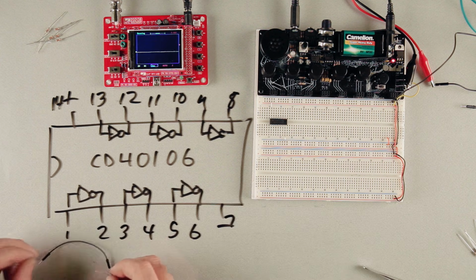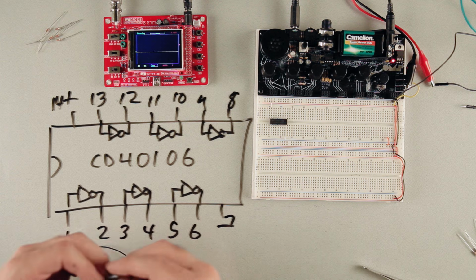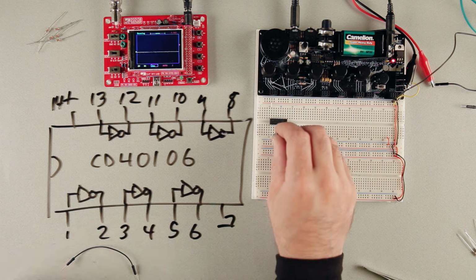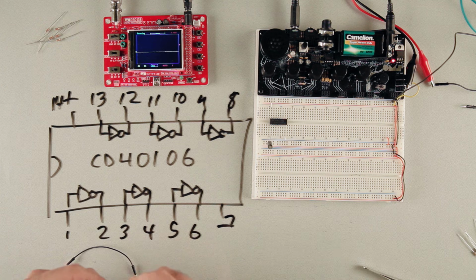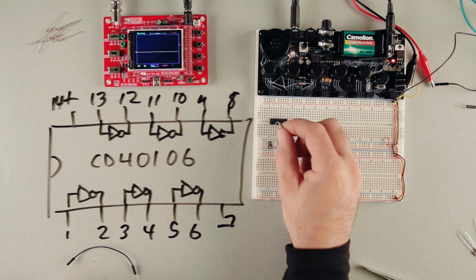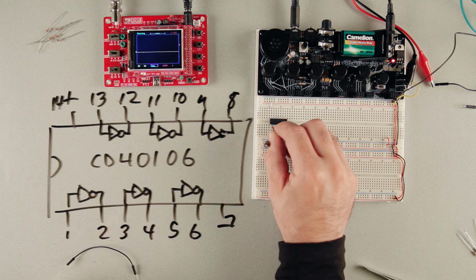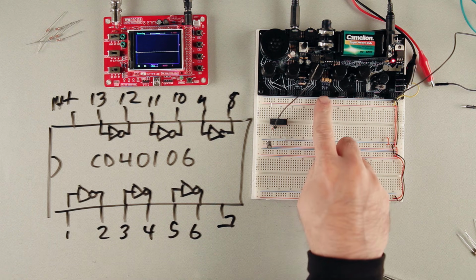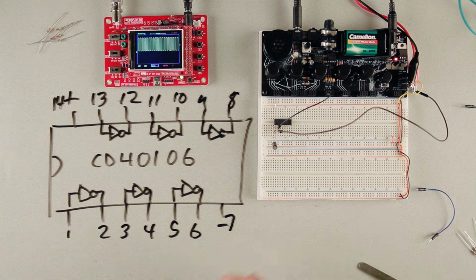Then we just need 2 more components. So we're going to take a 1 microfarad capacitor and plug that into pin 1 to ground. And then we're going to use a 1000 ohm resistor between pins 1 and 2. And then I'm going to plug that into my mixer, which the OMSynth is right here.